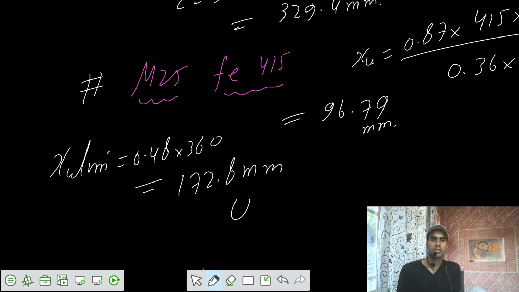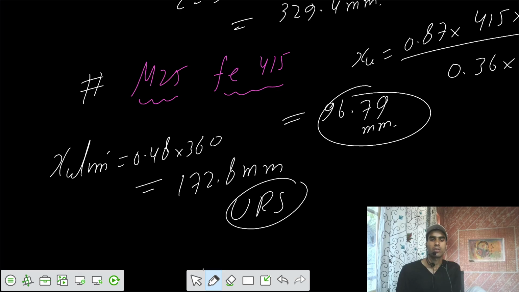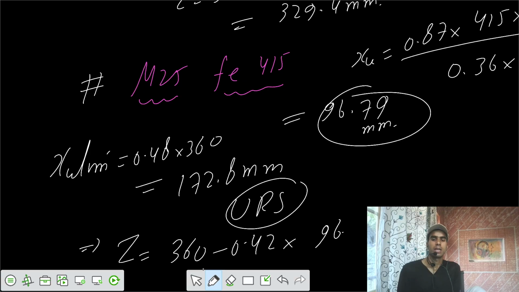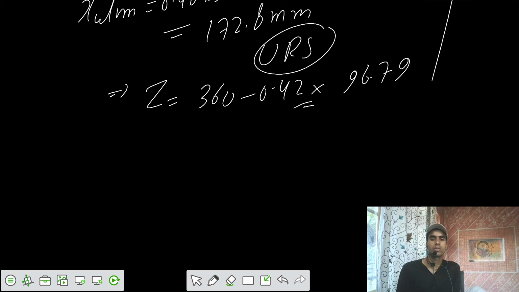And still, this is an under reinforced section in this case also, because XU is lesser than XU limiting, so your Z would be 360 minus 0.42 XU actual, that's 96.79. So the final value of Z equals 319.36. Okay, let's go to problem 13.